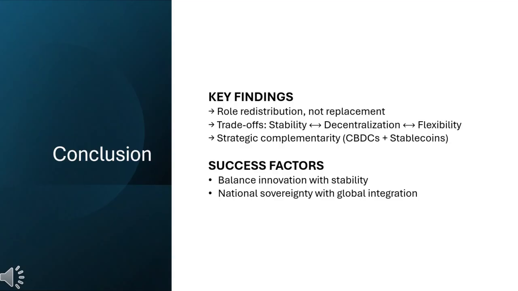Country-specific approaches reveal how national interests drive policy choices: the US leveraging stablecoins for dollar hegemony, the EU balancing regulation with innovation, China prioritizing state control, and Korea protecting monetary sovereignty while seeking digital transformation. As digital transformation continues, the winners will be those who can effectively balance innovation with stability, private efficiency with public interest, and national sovereignty with global integration.